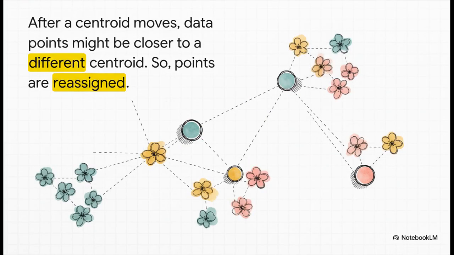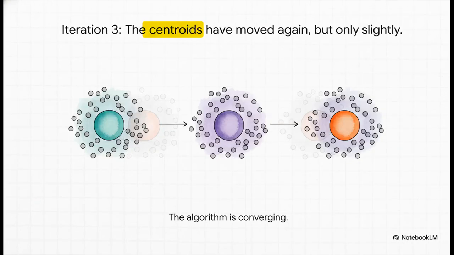But wait a second. Because the centroids moved, the whole landscape has shifted. See that flower there? A second ago, it was closest to the red centroid, but now it's actually closer to the blue one. So we have to do the whole assignment step all over again. And you guessed it, if the teams get shuffled, the centers have to move again. The centroids once again find the new middle of their updated teams. But notice something here. The movement this time was a lot smaller. The whole system is starting to settle down.